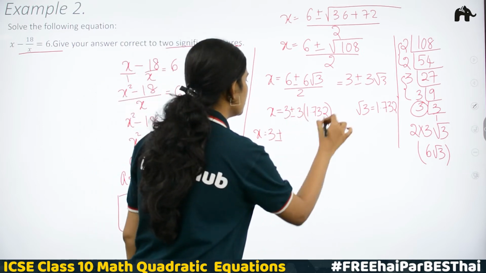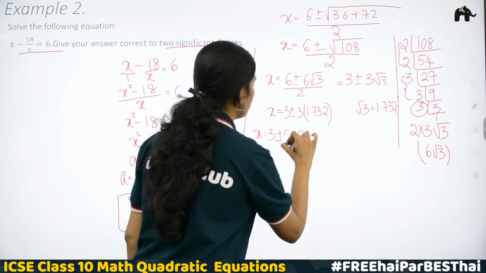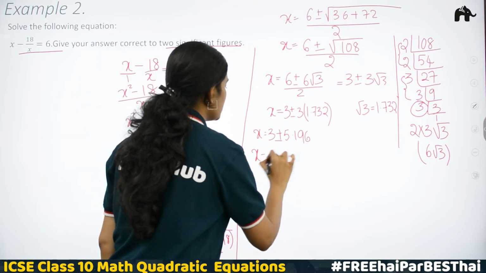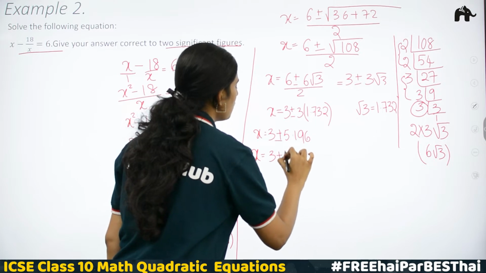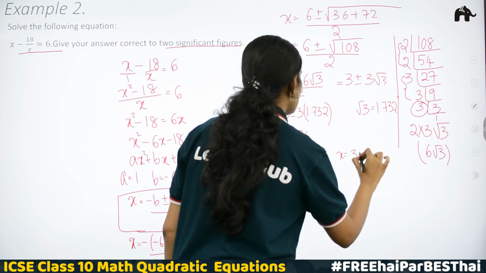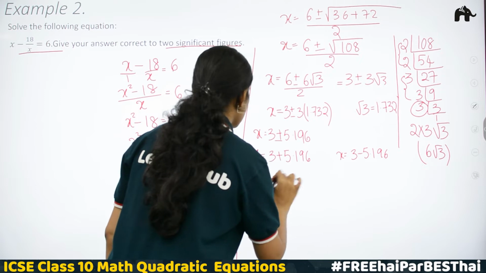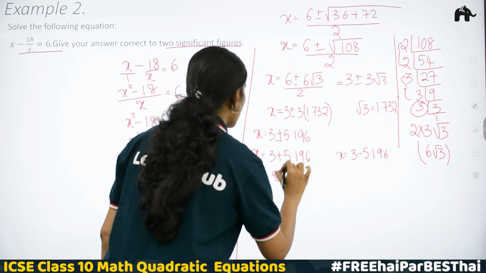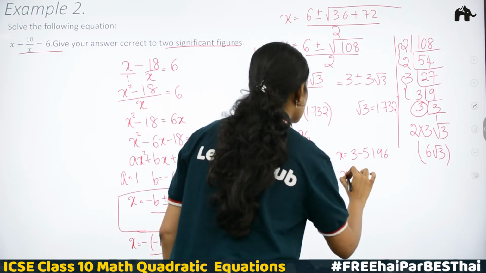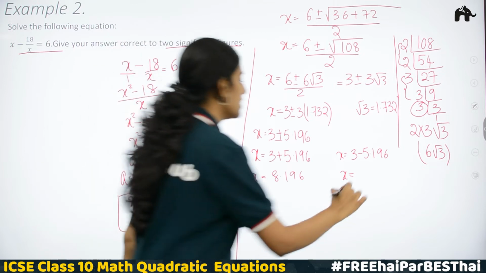x is equal to 3 plus or minus, what is 3 into 1.732? You will get 5.196. That is the value. x is equal to 3 plus 5.196 or x is equal to 3 minus 5.196. That is x is equal to 8.196 or x is equal to 3 minus 5.196, you will get minus 2.196.